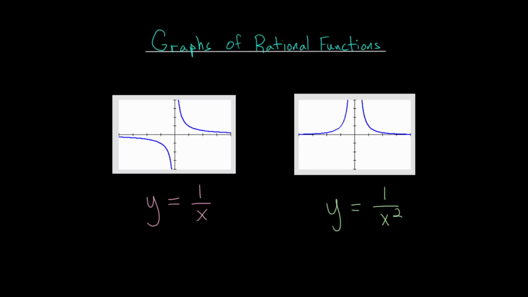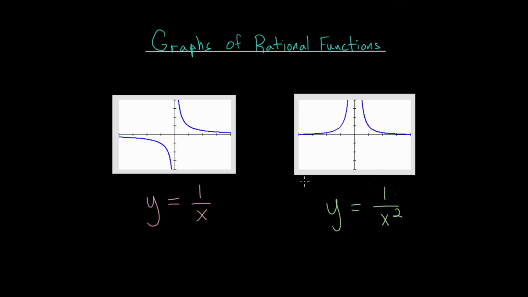In this video, I'd like to continue our discussion of graphing rational functions. In the previous couple videos, we looked at the graph of y equals 1 over x and y equals 1 over x squared, essentially the parent functions for these rational functions. And from these two graphs, we can make some generalizations by noticing some patterns.